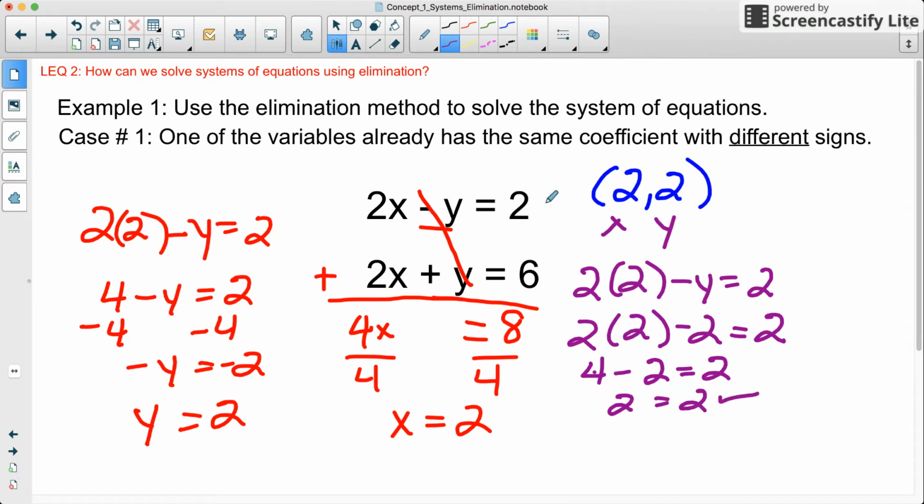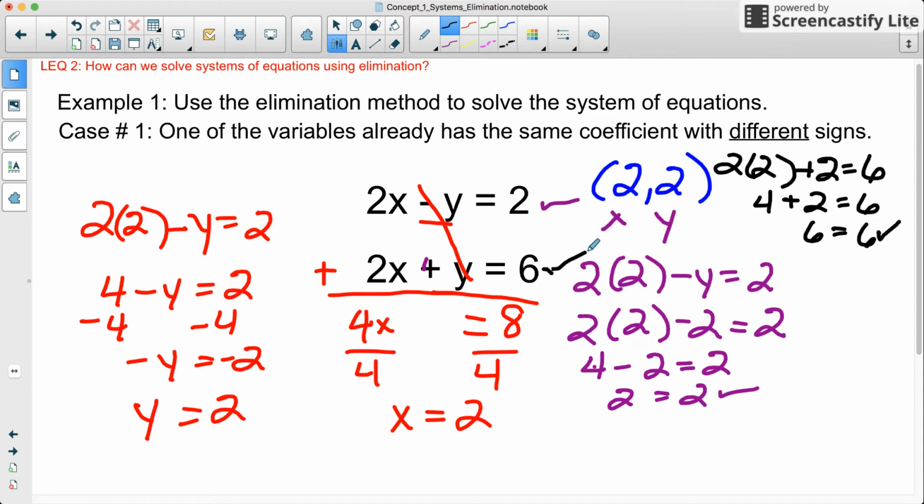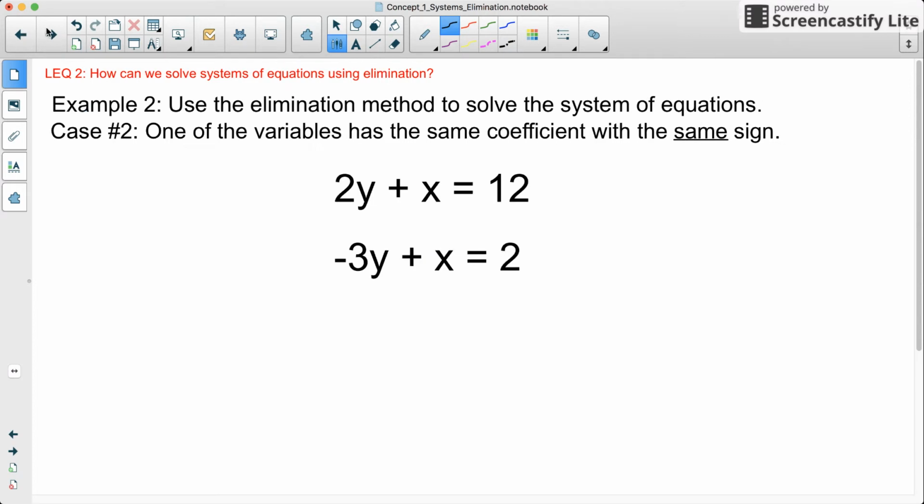So this equation checks. Now I'm going to do the other equation in a different color. We're going to use black, and I'm going to do it up here. So I'm going to do 2 times 2 plus 2 equals 6. 2 times 2 is 4, plus 2 equals 6. 6 equals 6. These check. So this is the solution, 2, 2. I don't know what Omara did, but it worked. Yay!